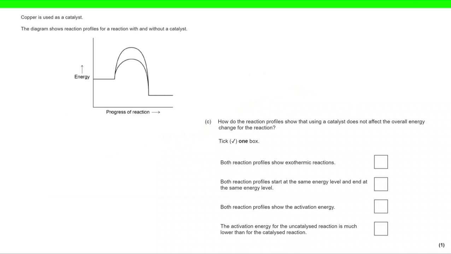Moving on to Part C, copper used as a catalyst. How do the reaction profiles show that using a catalyst does not affect the overall energy change for the reaction? So the catalyst brings down the hump, but the reaction profile shows that the beginning and end energies are the same. The reactants and product energies have not changed, so the overall energy change is equal.